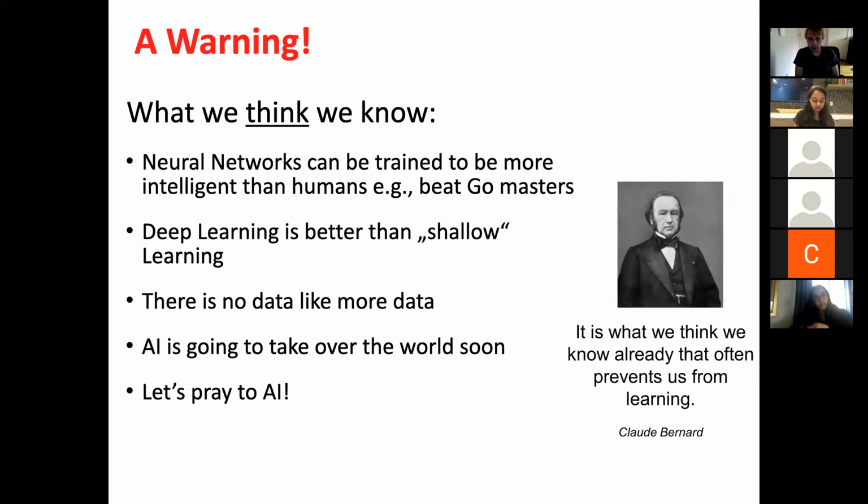Again, this class sets up to question what's going on right now in machine learning. I've been doing machine learning since 2001, that's 19 years, and I've seen a bunch of stuff. One thing is really important: what really hurts us is what we think we know, okay? There's a lot of teaching out there, especially from commercial companies like Google or Amazon, that basically wants you to believe that they're the smartest people on earth. For example, they say neural networks can be trained to be more intelligent than humans, for example, be Go masters. Is it really the neural network or is it actually the computational power of the computer underlying, right? And deep learning is better than shallow learning.